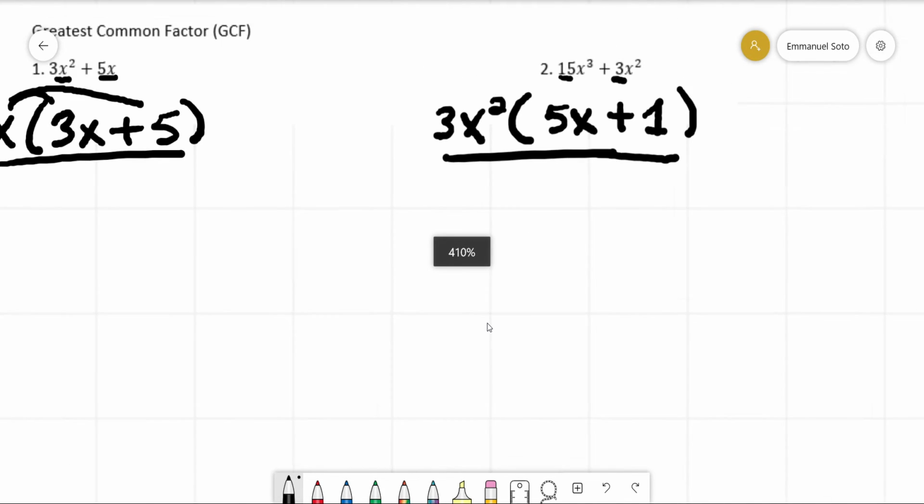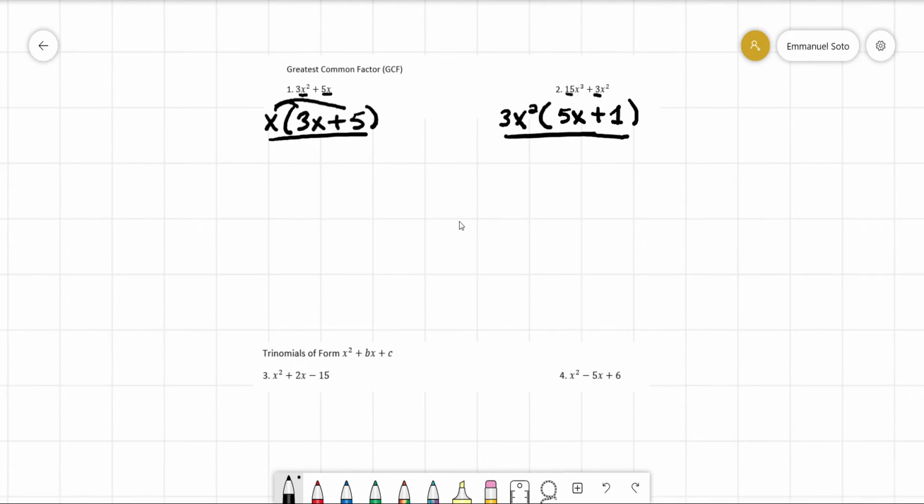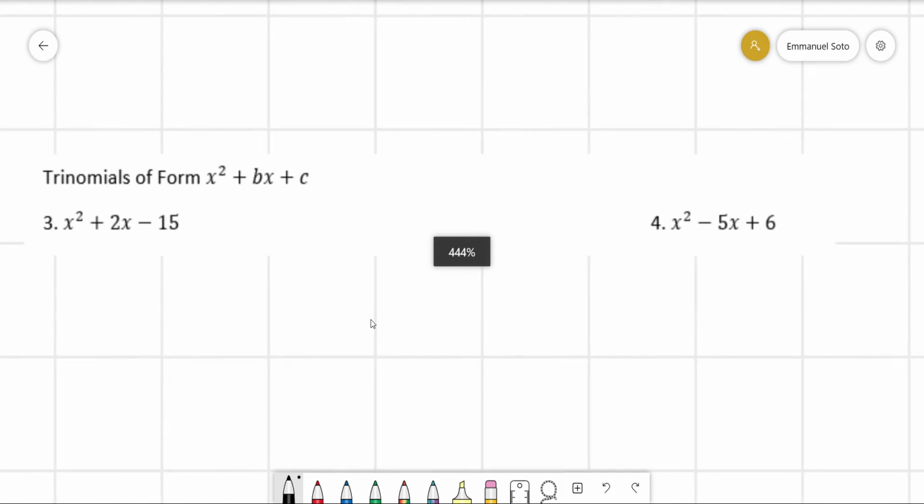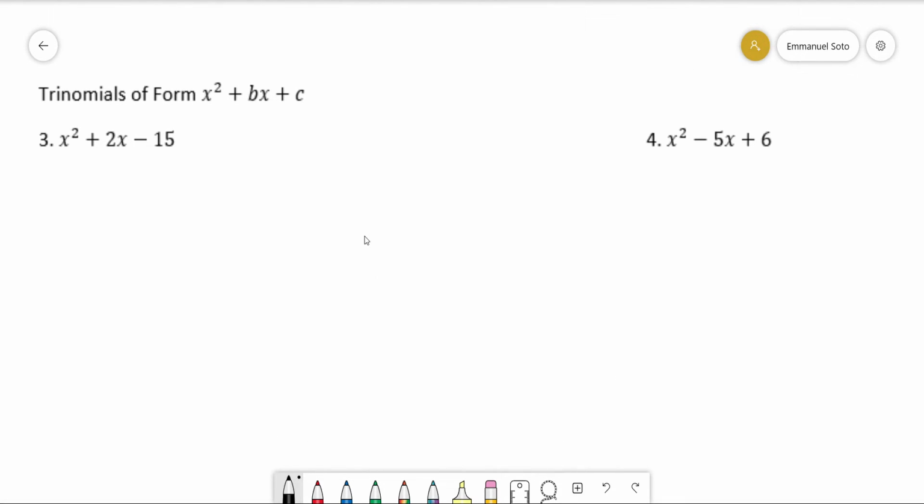So the next thing that we're going to look at, we're going to go ahead and look at trinomials of the form x squared plus bx plus c. So notice in this example, we don't have anything in front of that x squared, okay? So there's only a 1. All right, so in order to do that, you're going to do kind of like the little Xbox method, right? So figure out the factors of negative 15 that add up to 2. All right, so 2 numbers that multiply to negative 15 that add up to 2.